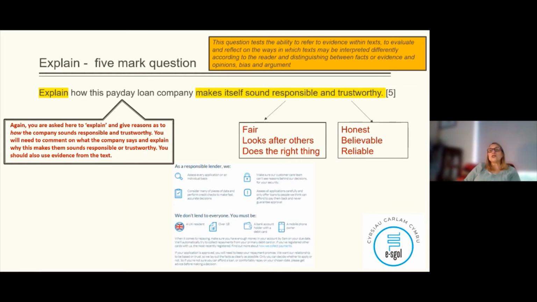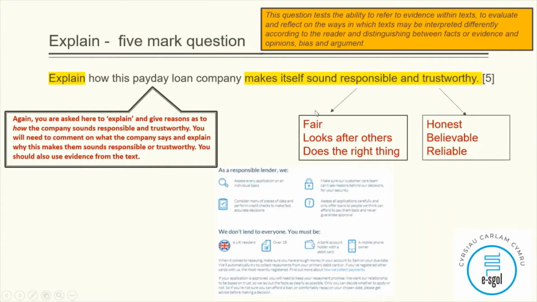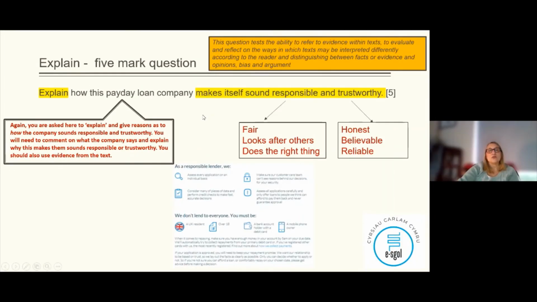And for this question, because it's a 5-mark question, you should always use evidence from the text. You need to be able to refer to evidence within the text directly and put it in your response, and then explain how the evidence suggests a reason for the evidence that you've chosen.